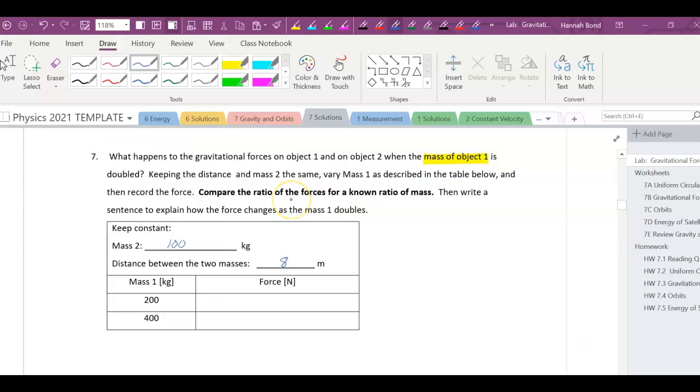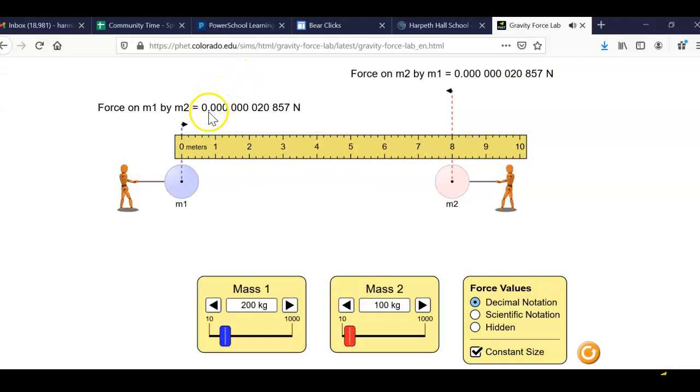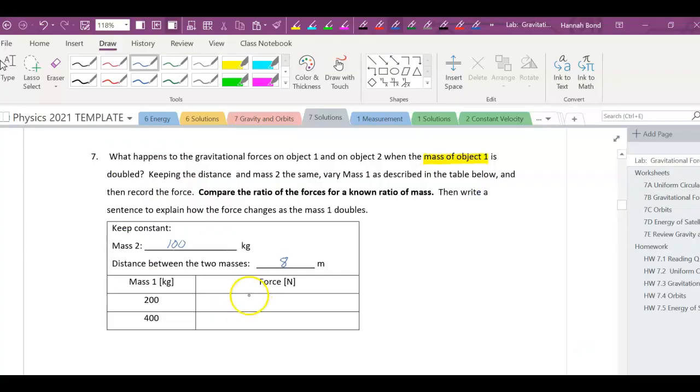Okay, and I'm going to record the force. So let's see, I'm going to have to move the decimal place 3, 6, 8 places. So I'm going to have 10 to the negative 8, and my force is going to be 2.0857 e to the negative 8.